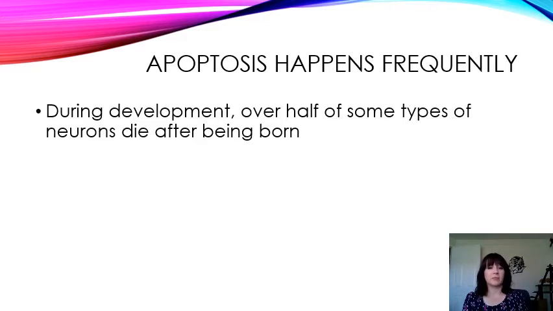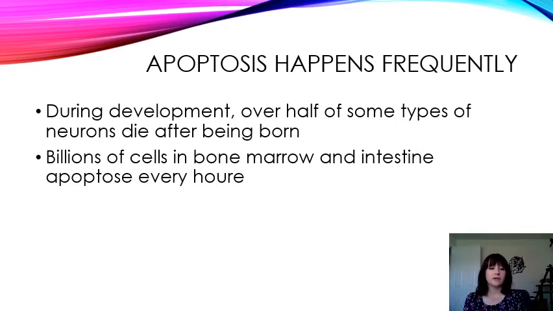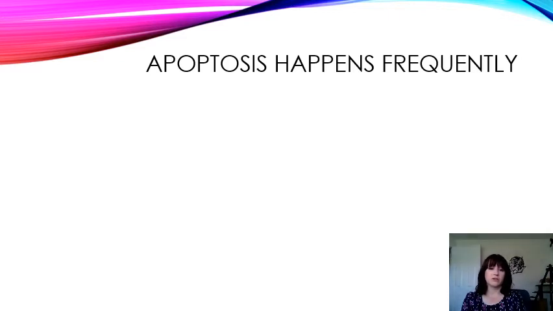Apoptosis is not always bad, right? Especially during development, apoptosis is actually really important. Such as during development of the brain, we actually make way more neurons than we need. The bone marrow and intestinal cells, these are turning over, and so there is a lot of apoptosis occurring in those tissues.